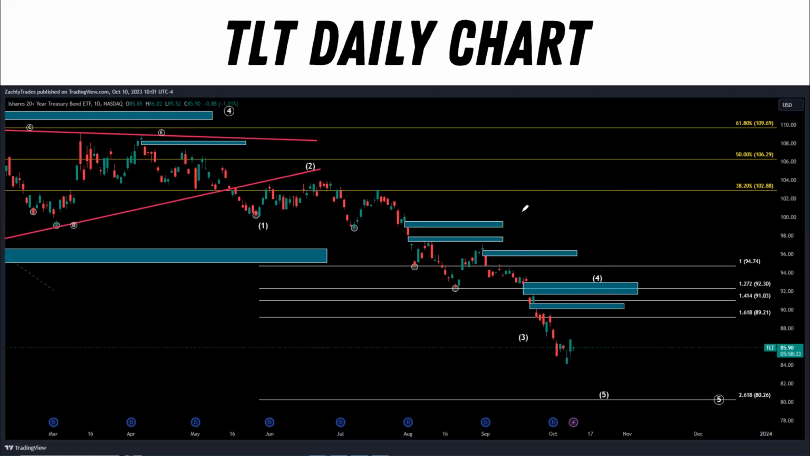Now, these blue boxes here are what's known as gaps on the daily time frame. These gaps, they do tend to fill about 90% of the time historically. The big question is when. Sometimes they fill very quickly in a couple days. Sometimes they take weeks, months, or even years to fill. So I have these charted up, and I wouldn't be surprised if TLT goes back up to the $91 area, maybe even potentially all the way up to about $93 for this wave 4.